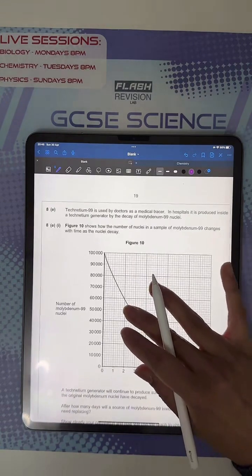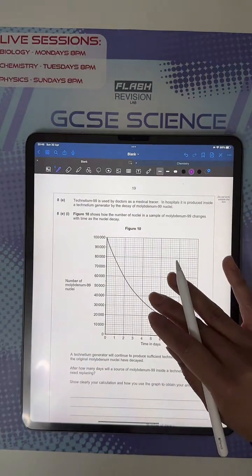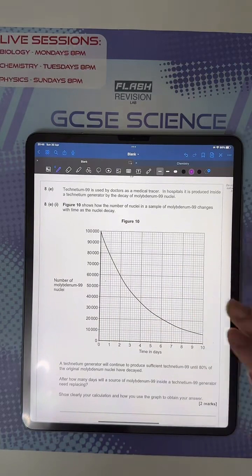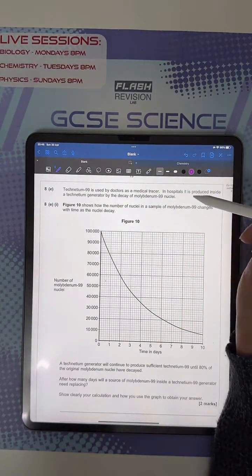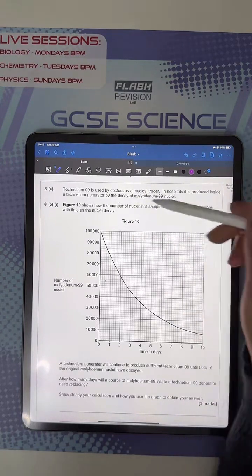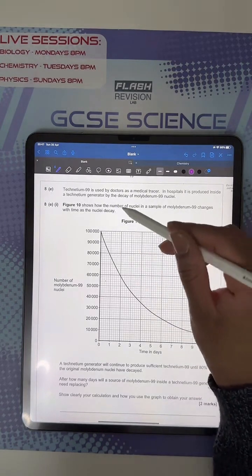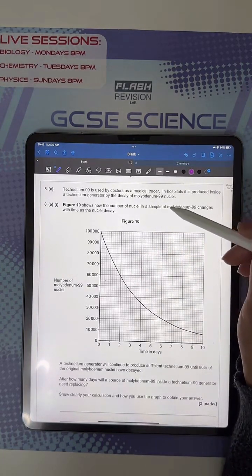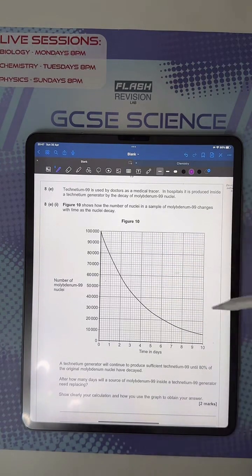Okay, here we have another graph question. All right, this is slightly different. That's why I chose this question, because it works a bit differently. So let's read this properly. So we've got this isotope. It's a medical tracer. It's produced inside a generator. Okay, all of this is waffle. That doesn't help you. In the question, figure 10 shows how the number of nuclei in a sample changes with time. Okay, so we've got the graph that I talked about before.